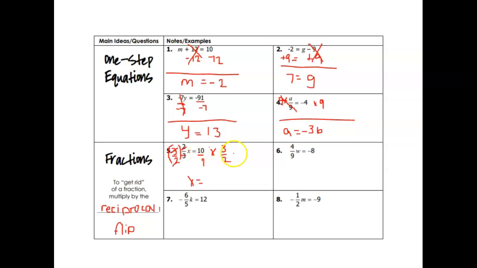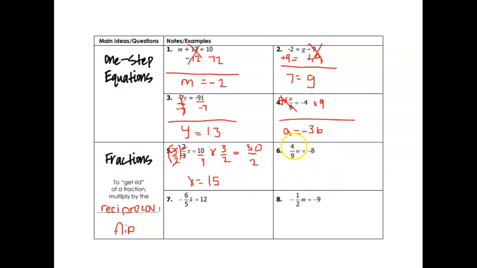Well, remember we multiply straight across. 10 times 3 is 30. And 1 times 2 is 2. So it's going to be 30 divided by 2. 30 divided by 2 is 15. So x equals 15. Now let's go on to the next one.